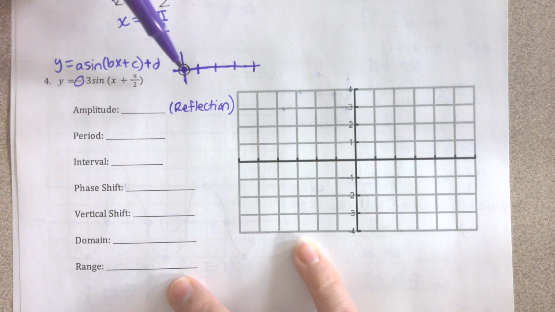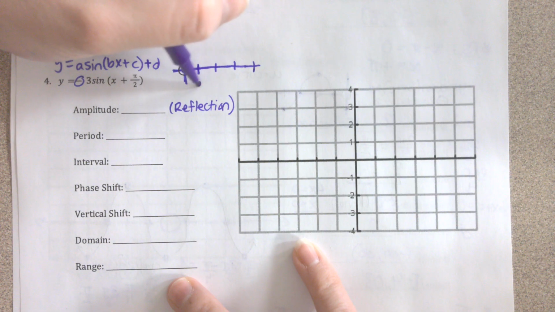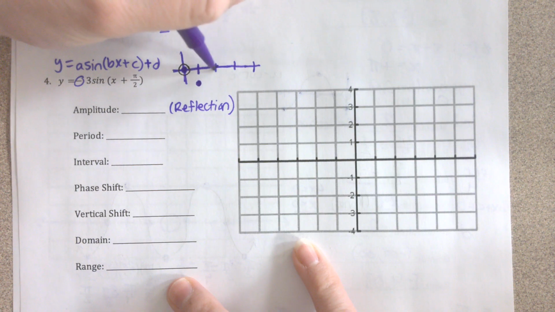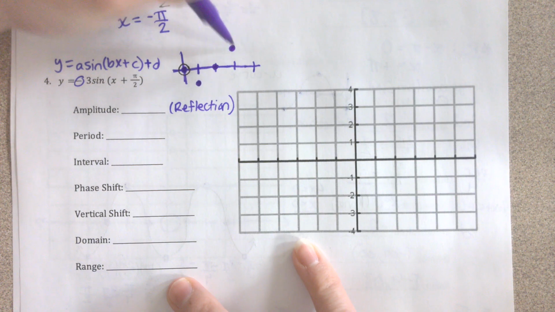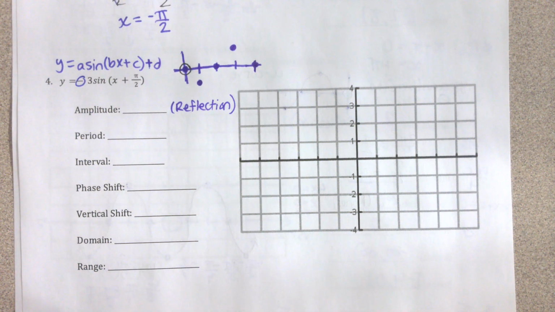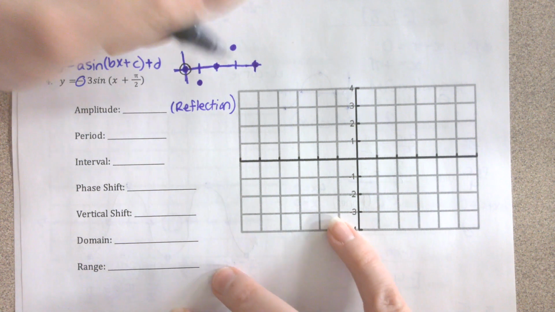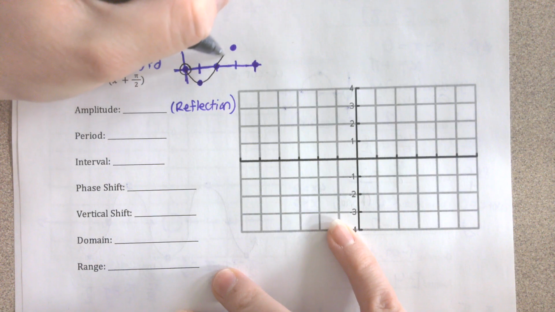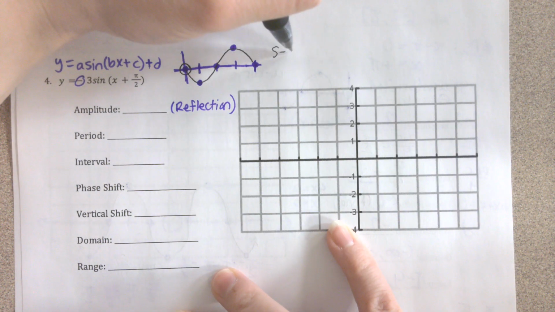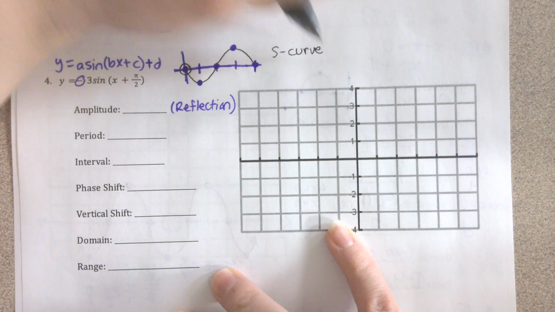What will change? Sine from the first point usually goes up after that. Since it's a reflection, I'm going to go down. That's what's going to change. So we're going to go down to the minimum. Then we follow the pattern. Up to the midline, up to the maximum. Then back down to the midline. That's 4 intervals there. And it still has a nice S shape if it's reflected.